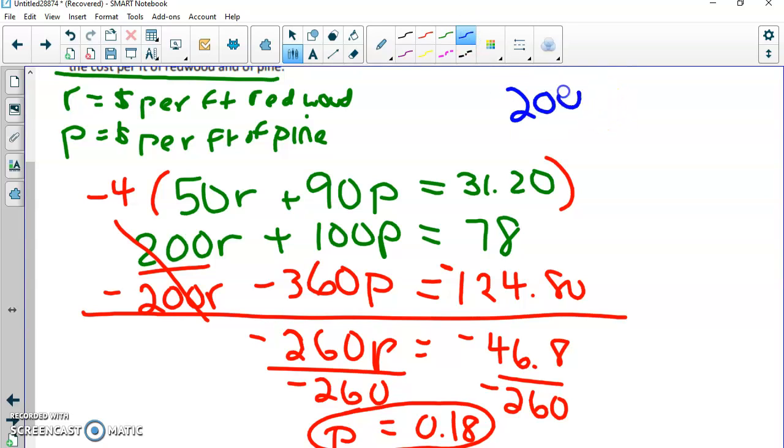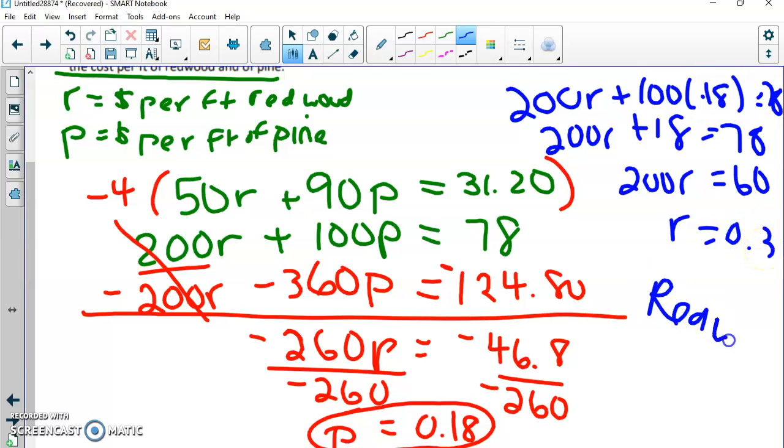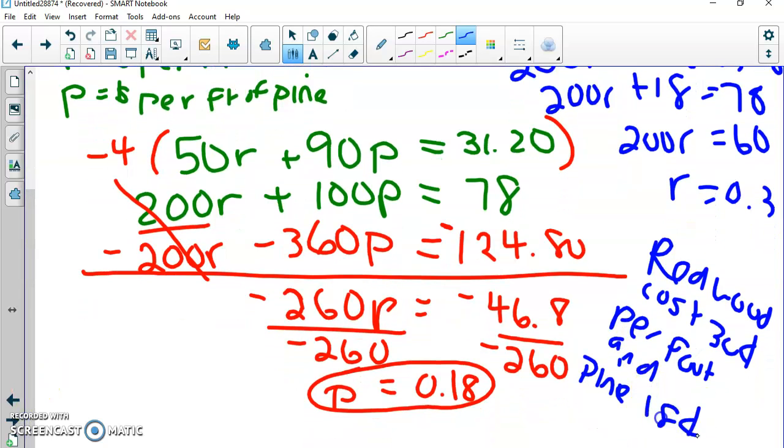All right, so 200R plus 100 times 0.18 equals 78. Running out of room. 200R plus 18 equals 78. 200R equals 60. So R is going to equal 0.3. So redwood costs 30 cents per foot. And pine was 18 cents per foot. All right, so the hardest thing really is just coming up with your equations and then solving them. All right, number 2.